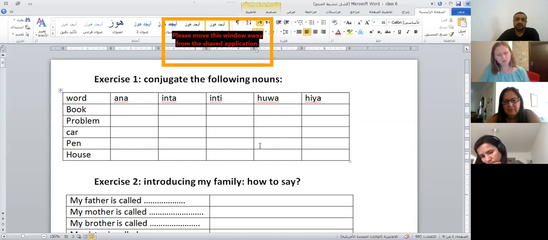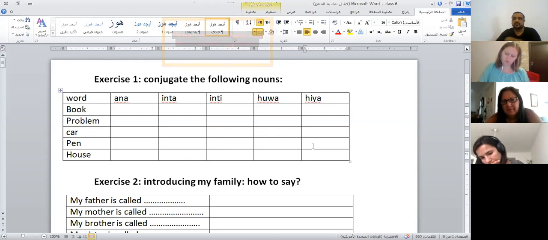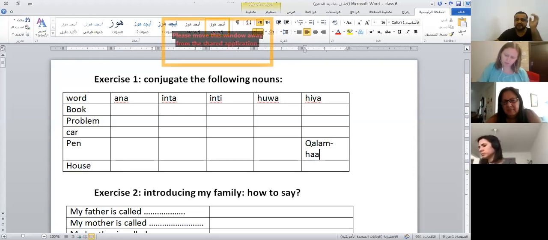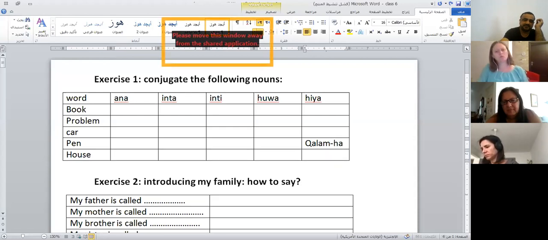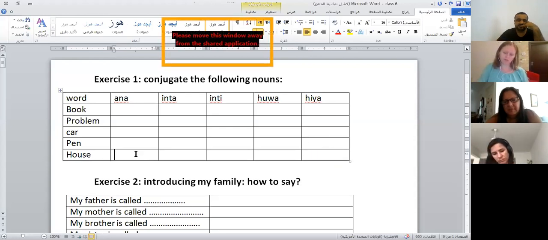قلمه. No, قلمو. Because qalam is masculine, we don't need the T. قلمو. And her pen, قلمها. No, qalamha. Here, because qalam doesn't have any ending, we just attach the ha like that. Qalamha. Okay. Rosanna, house.